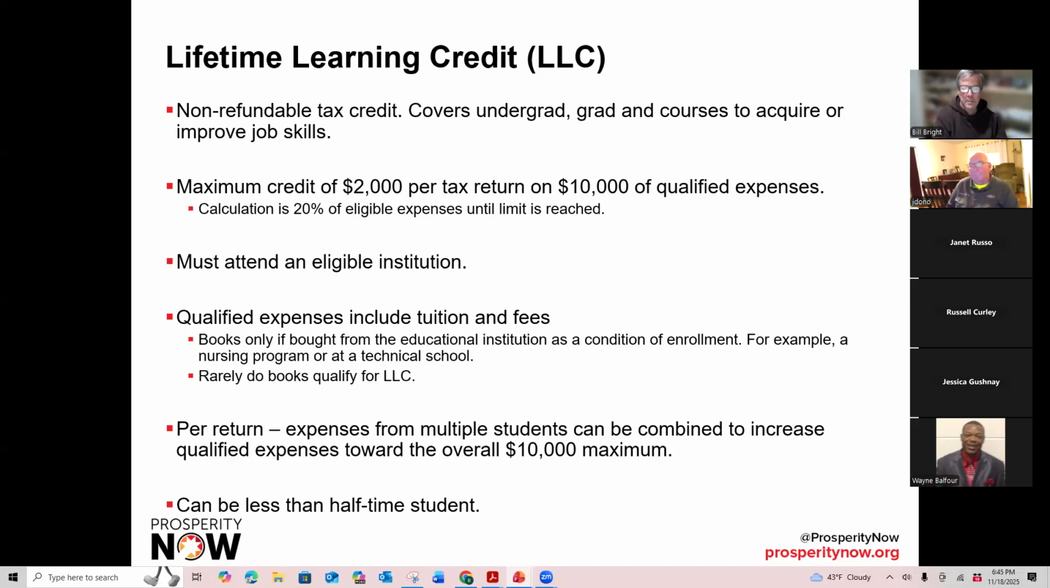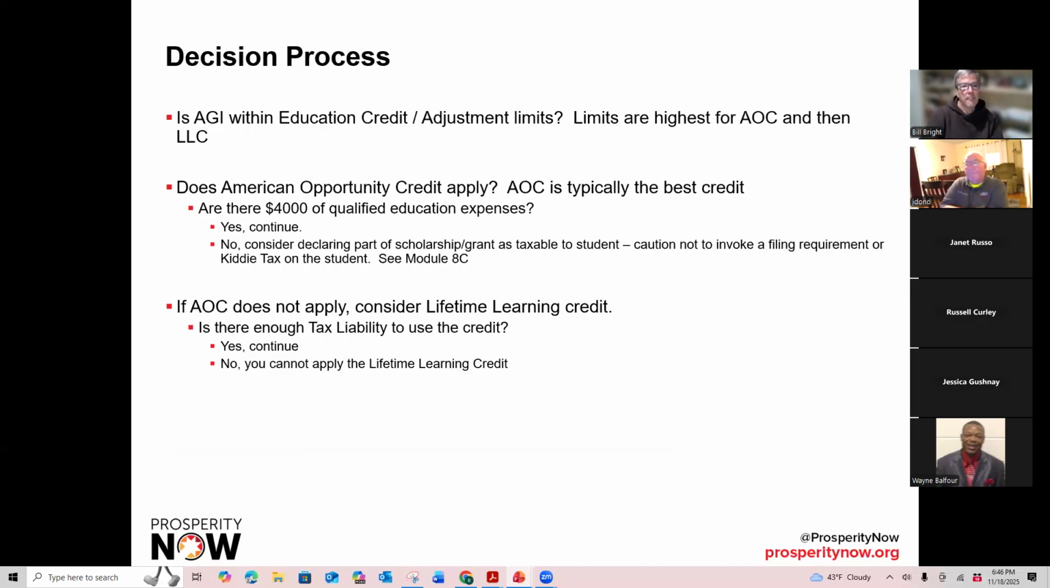Again, must be an eligible institution. Tuition and fees, the same rules apply. Again, per return, expenses from multiple students can be combined to increase qualified expenses towards the overall $10,000 maximum. And they can be less than half-time students. So again, night school, weekends, that's where that'll work to its advantage. Again, there's not really a decision process here.